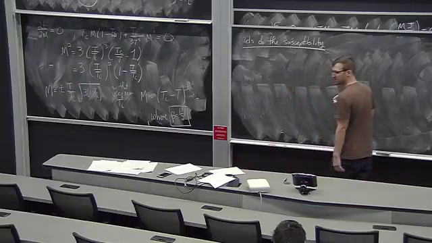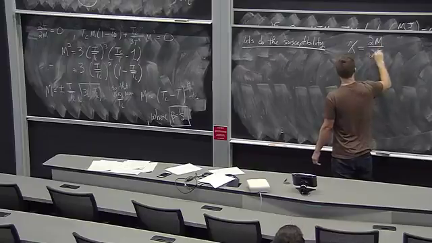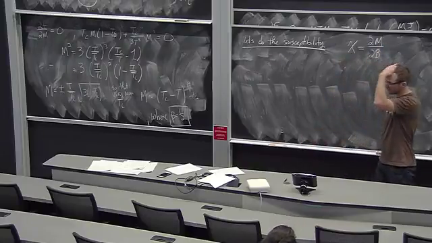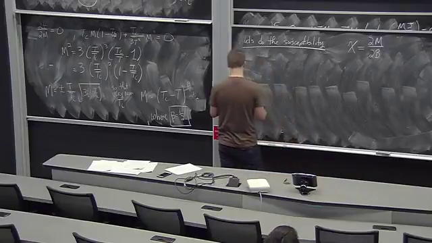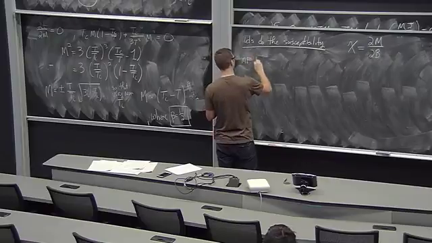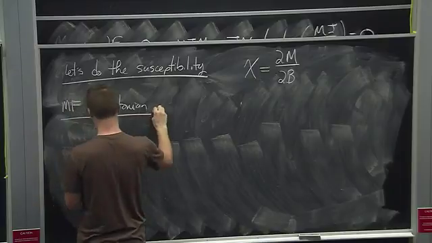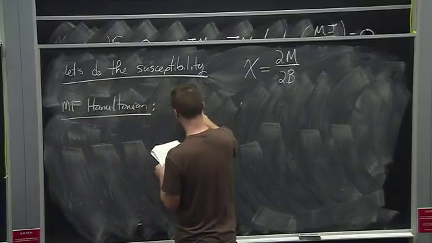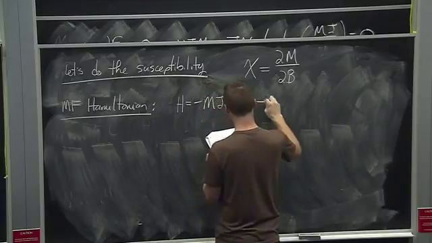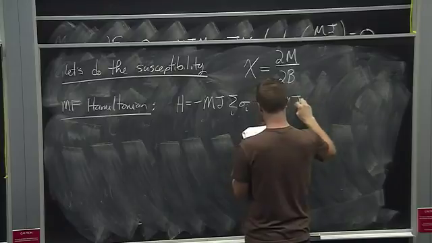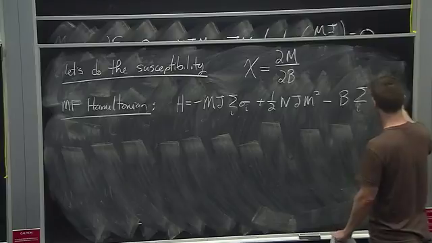Okay, so the susceptibility is defined as the derivative of the magnetization with respect to a field. So let's put our field back in. So the mean field Hamiltonian with a magnetic field will be something like minus B sum over i sigma i.